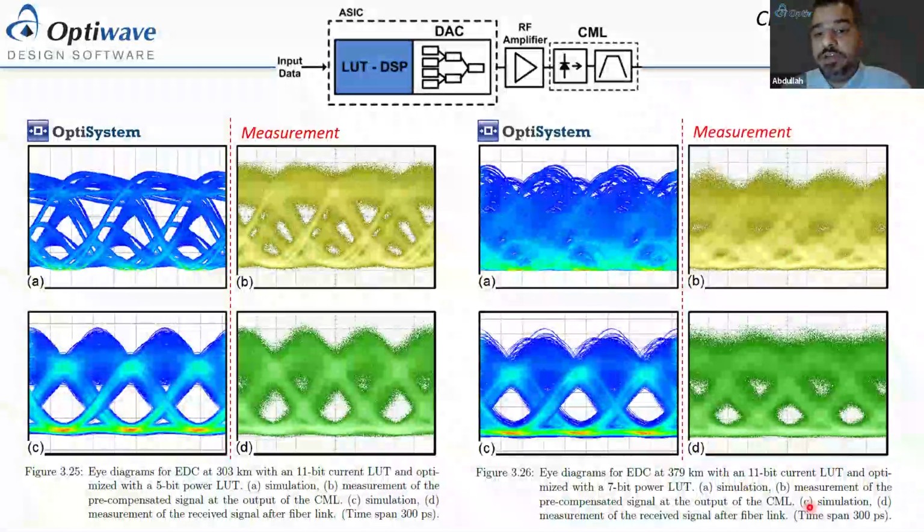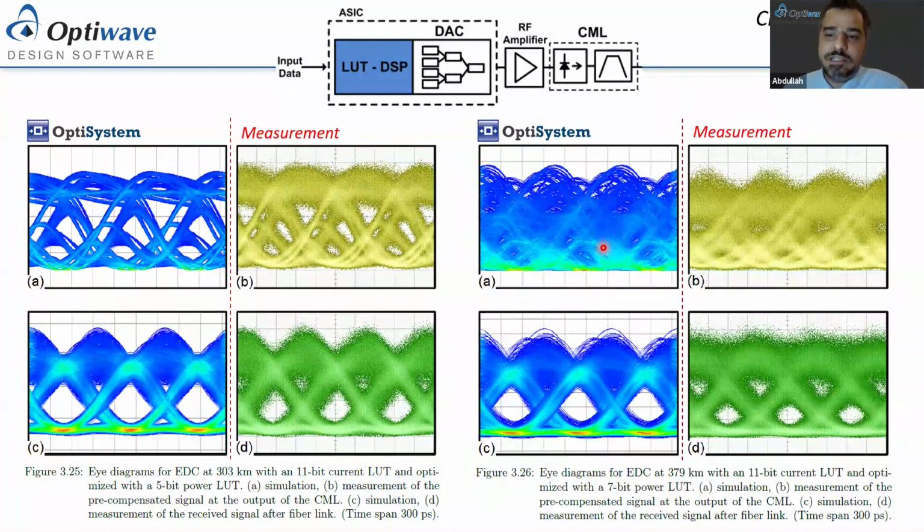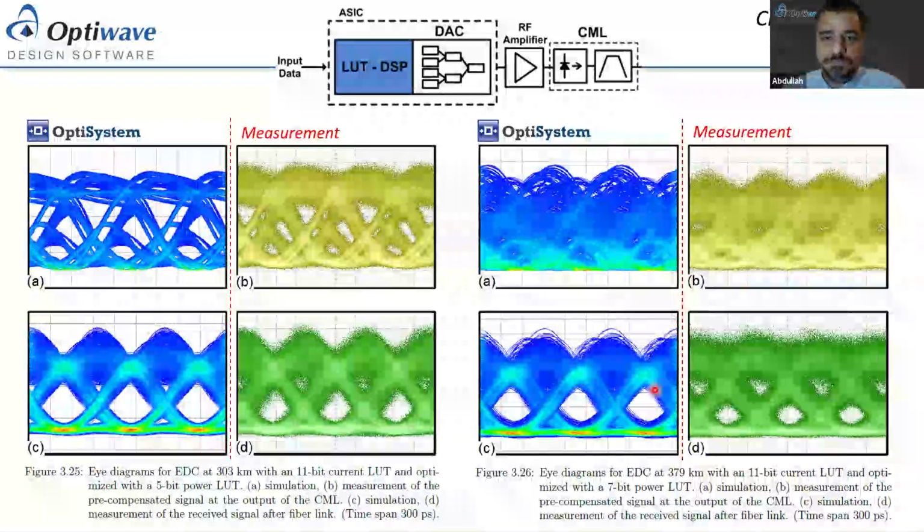This is an example of 380-kilometer transmission. The eye diagrams are completely closed at back-to-back. And after transmission, you get an eye opening. And this is also confirming the ability to align the measurement and the simulations in OptiSystem.